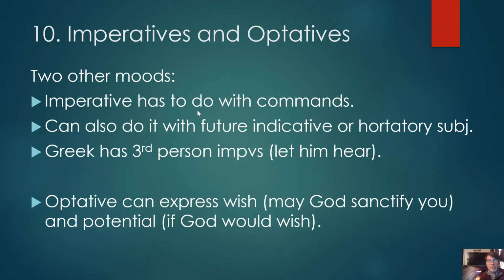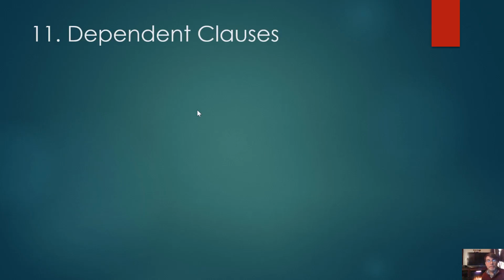They can be indicative mood, subjunctive mood, imperative mood, or optative mood. Okay? That leaves us very close to the end. So there are independent clauses. A clause has a subject and a verb. This is what distinguishes it from a phrase.